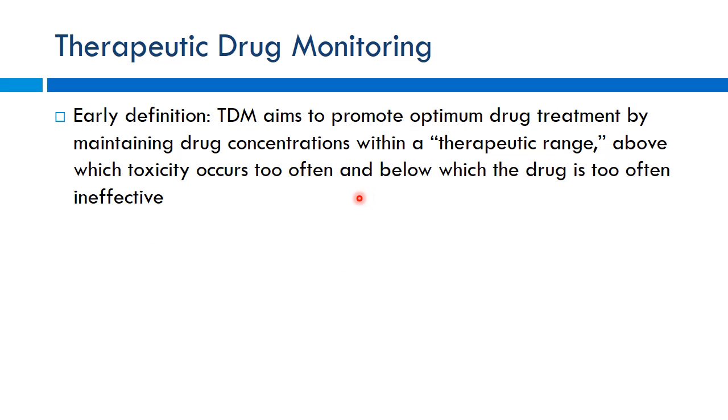And again, the early definition of therapeutic drug monitoring is to try to maintain those drug concentrations within that therapeutic range. And we'll talk about certain drugs where we're going to look at the range and see what is most appropriate based on the studies we've done to figure out what's the best dose for those patients, what's the range where they're most likely to be therapeutic without being toxic.